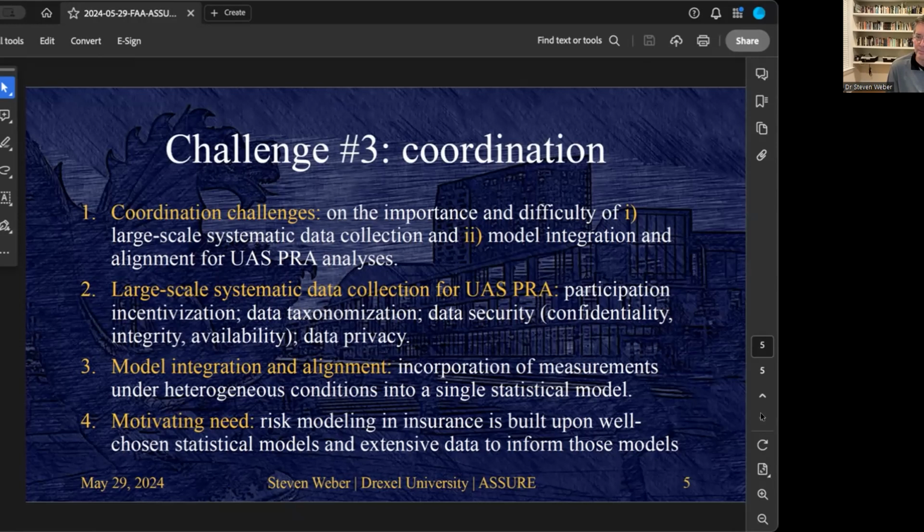And my assessment is that with regard to probabilistic risk assessment for UAS, we're at the very beginning steps of that. We haven't solved this data coordination problem, and we haven't solved this integration and alignment problem. So I think both of those are aspects of the coordination challenge, on top of the other two challenges I mentioned, being computational and environmental. That's probably about 10 minutes, and those are the remarks I wanted to make for now, and I will turn it back to Lux. Thank you.